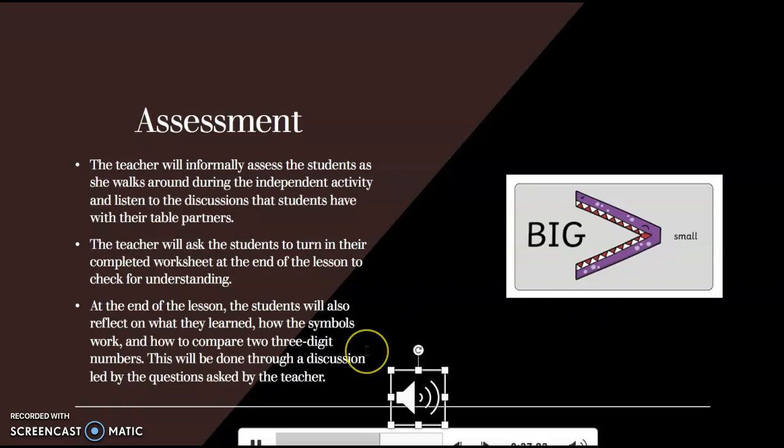The teacher will ask the students to turn in their completed worksheet at the end of the lesson to check for understanding. And at the end of the lesson, the students will be able to reflect on what they learned, how the symbols work, and how to compare two three-digit numbers. This will all be done through a discussion led by the questions asked by the teacher.